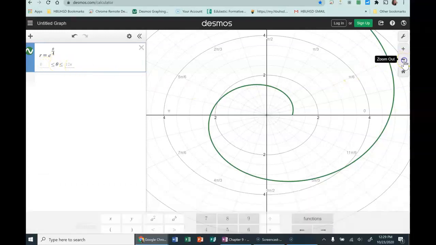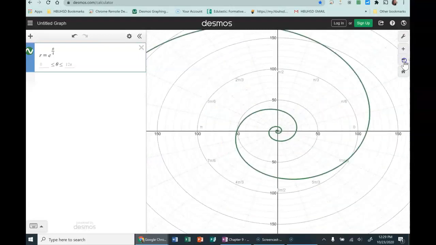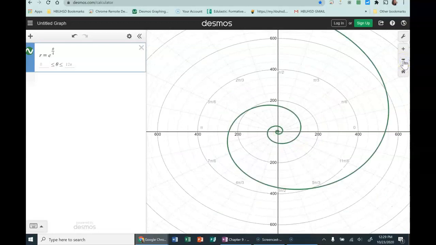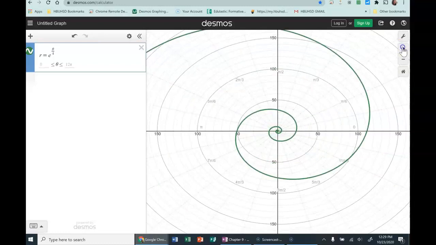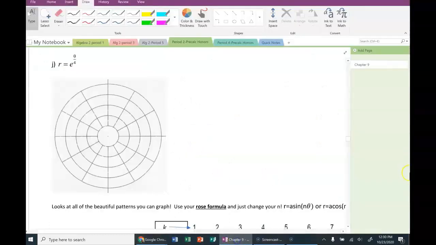So what does this look like? It looks like it keeps going and going and going. Look at that. It's a spiral, right? So the more I zoom out, okay, the more spirals that you will see. So for this one, let me zoom. I just want to sketch a couple of spirals, and we can go back to my paper. There's my paper. Okay.